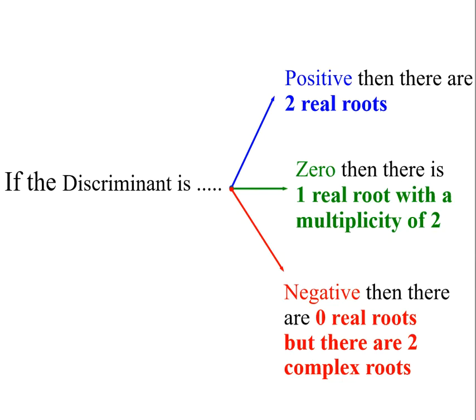So, what's happening is if the discriminant comes out positive, we have two real roots. If it comes out as 0, there's one real root with a multiplicity of 2. And if it comes out negative, there are 0 real roots, but there are 2 complex roots. There's 2 roots with i's in them. And when I say complex here, I mean having both a real and an imaginary component to it. Okay? That's it.